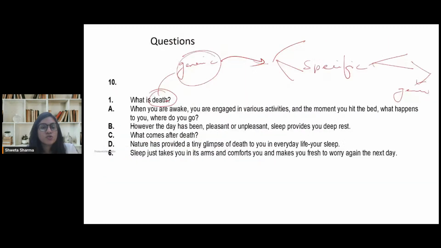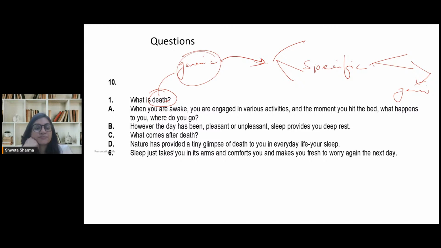So here, if I say what is death, when you awake you are engaged in various activities, and the moment you hit the bed, what happens to you? Where do you go? However the day has been, pleasant or unpleasant, sleep provides you deep rest. What comes after death? Nature has provided a tiny glimpse of death to you in everyday life, your sleep. Sleep just takes you in its arms and comforts you and makes you fresh to worry again the next day. That's how life is, all about miniature visits to death, or miniature experience of death.